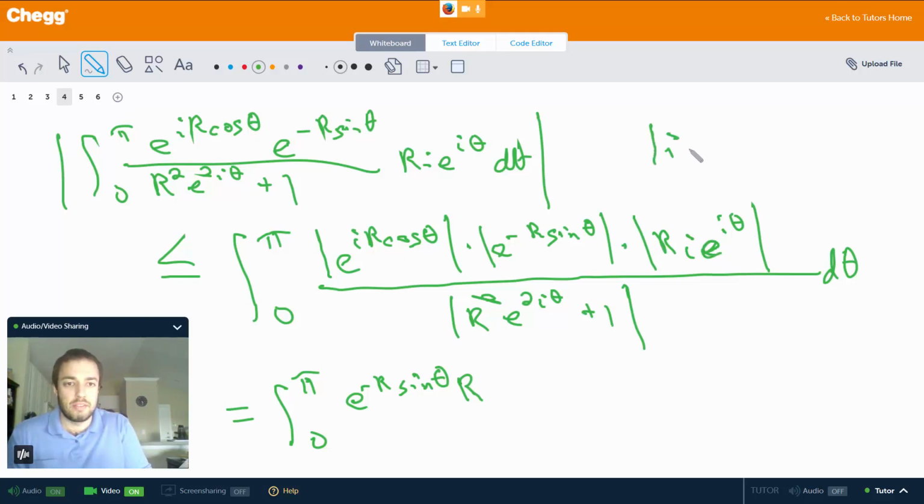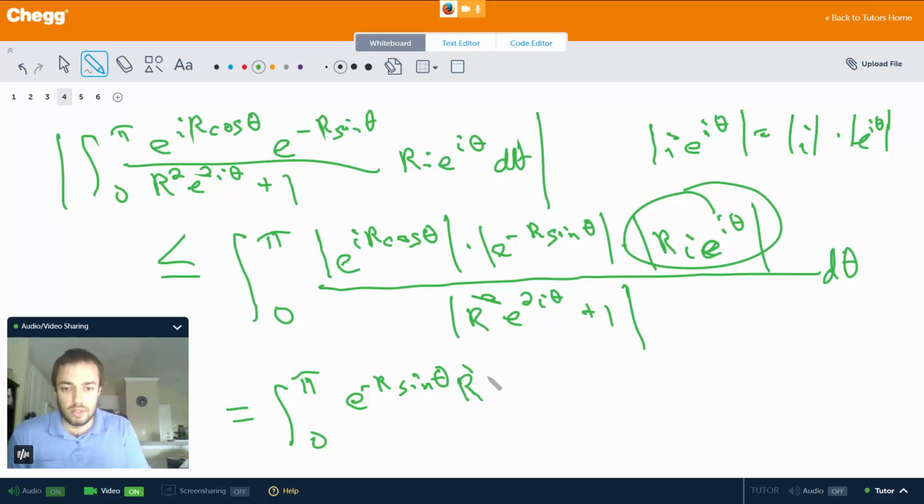But anyway, what's left? Well, we have the absolute value of i e to the i theta. The absolute value of i is just 1, and then the absolute value of e to the i theta, since theta is real, again, that's just 1. So this entire thing is actually just r. So then we just have the r over here. And then on the bottom, let's still say r squared e to the 2i theta plus 1.